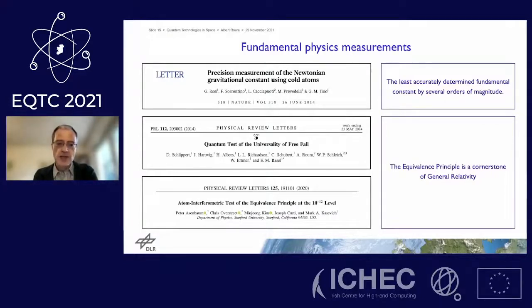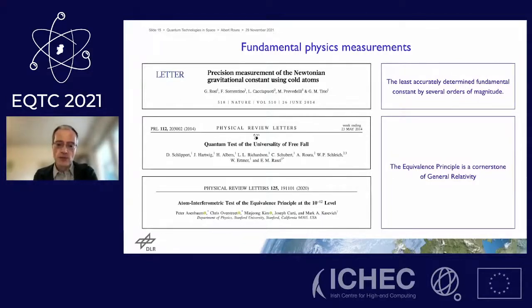The other two examples correspond to tests of the equivalence principle, which, as I mentioned earlier, is a cornerstone of general relativity. In this particular case, these two measurements are based on precise measurements of accelerations of different atomic species simultaneously, and looking at the difference between the two to test whether both of them, according to the equivalence principle, fall with exactly the same acceleration in a gravitational field.